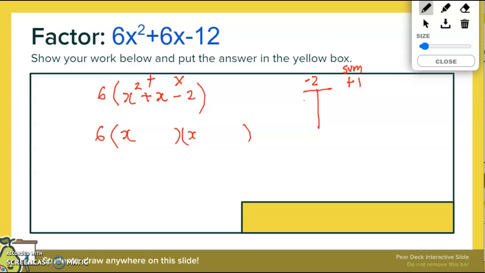So that's going to be 2 and 1. The only factors of 2 are 2 and 1. One's going to be positive, one's going to be negative. I want the final sum to be positive, then that means I need the bigger number to be positive, smaller number negative. So it's going to be x plus 2, x minus 1. Of course, you should be using the FOIL to check your answer.